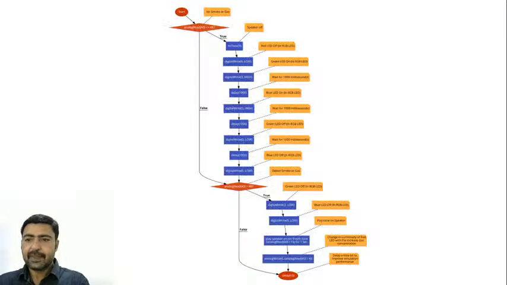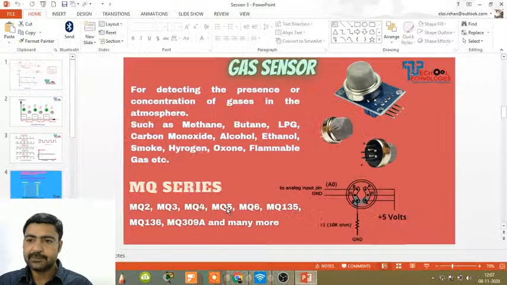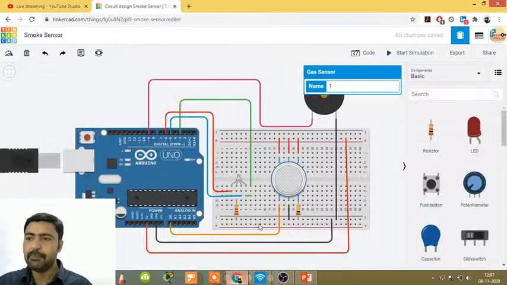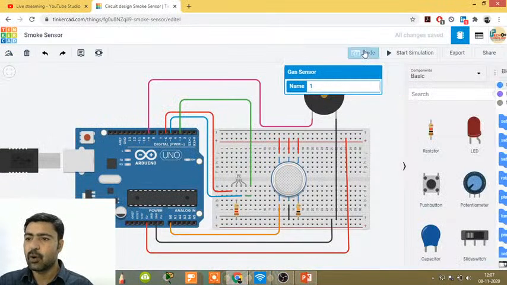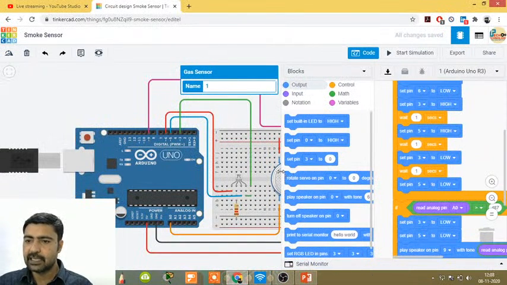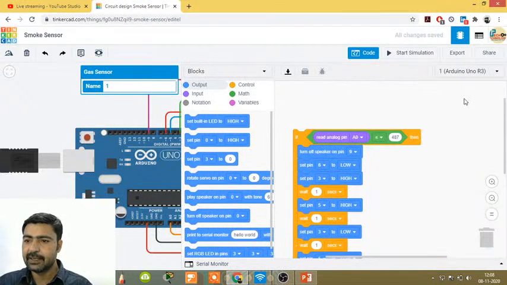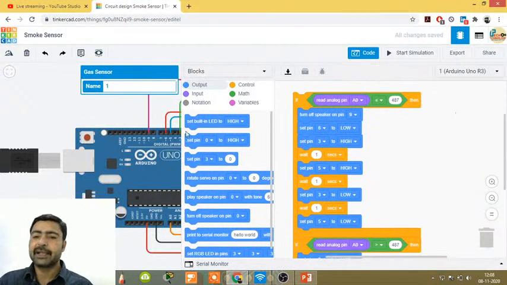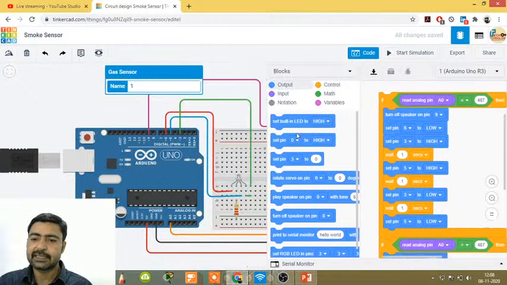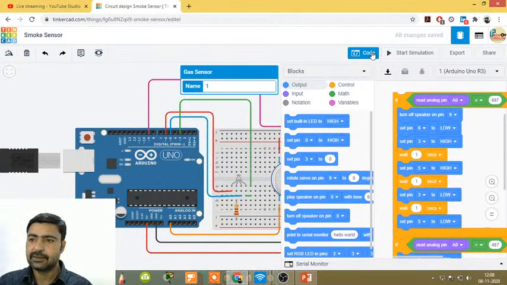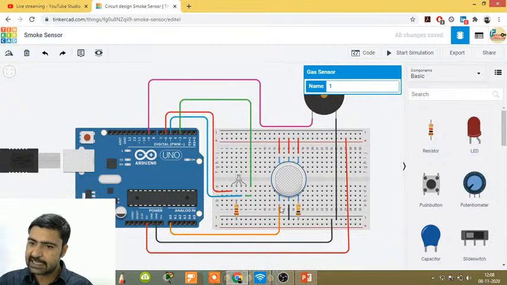And then if we talk about its program, now we'll move to the program. Now we'll see the code. As you are seeing in the code, what we have done here is that we are reading the status of this gas sensor with the help of analog pin A0.